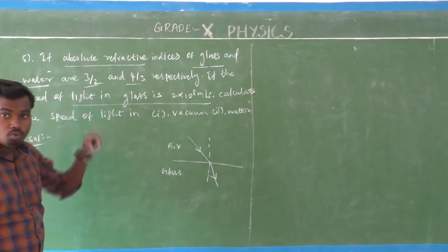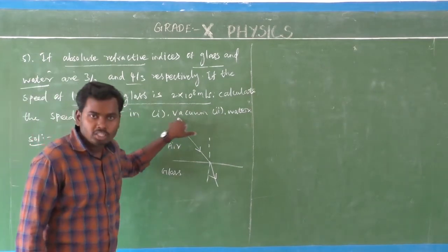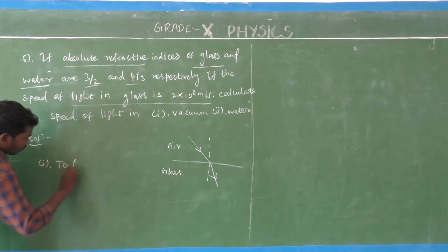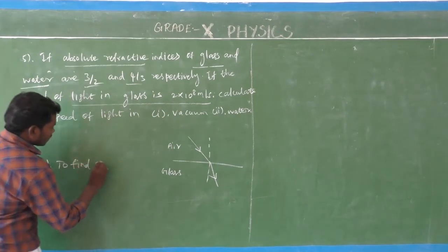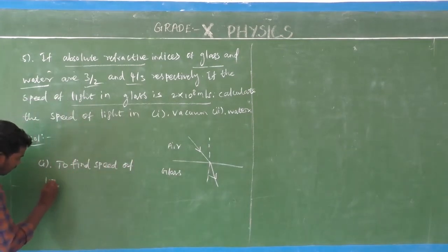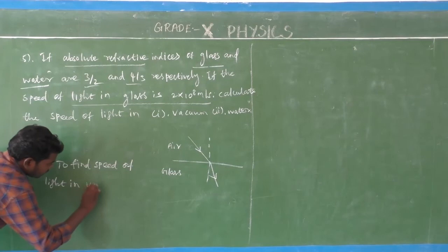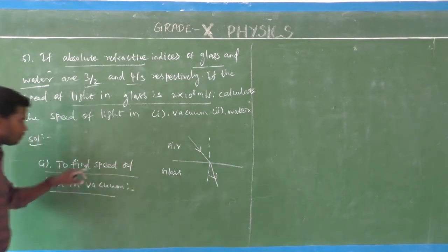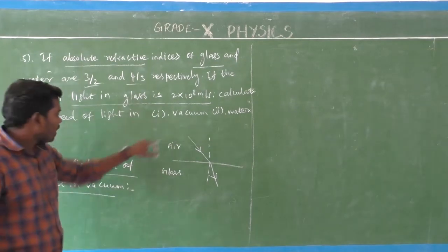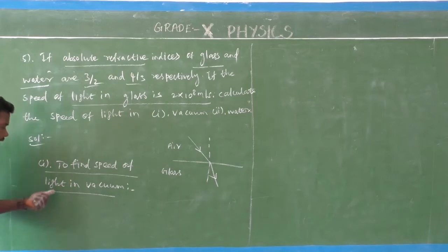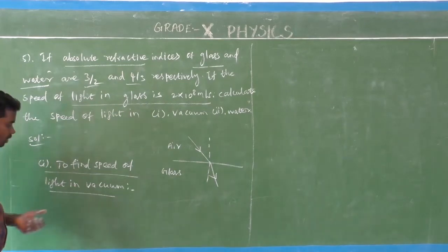So in this situation, you find out the speed of light in vacuum. This first one is to find the speed of light in vacuum, which is very important. First, I am going to calculate the speed of light in vacuum. So according to absolute refractive index, what is the formula?